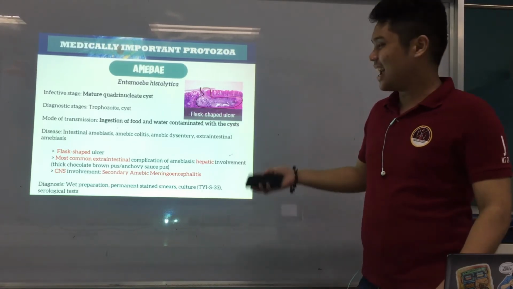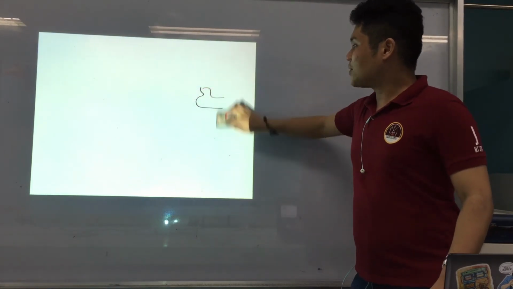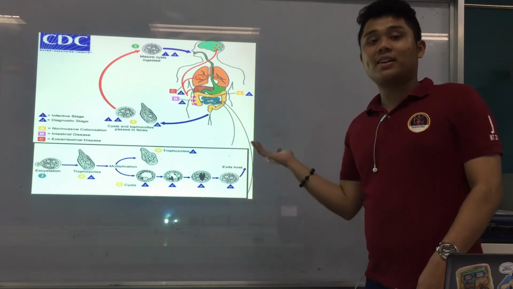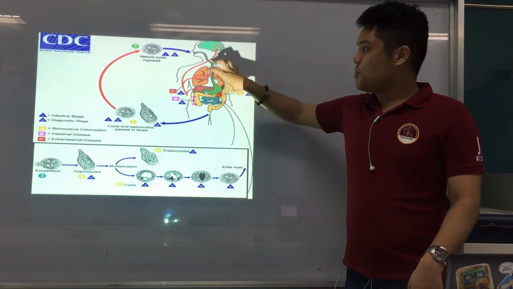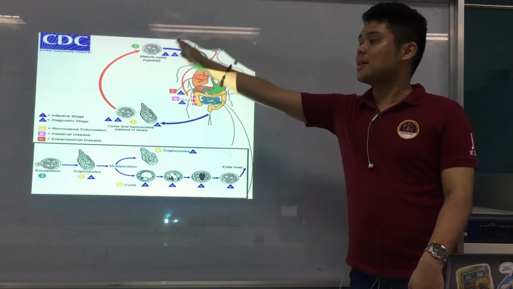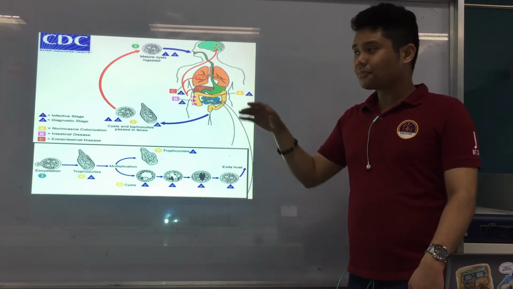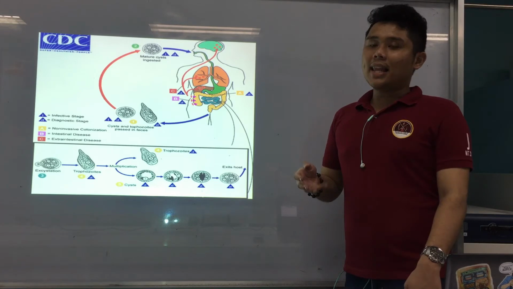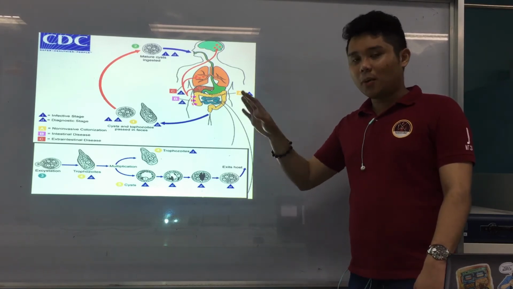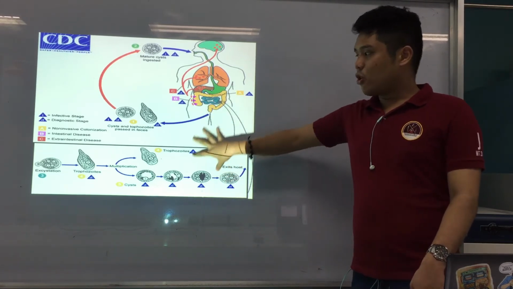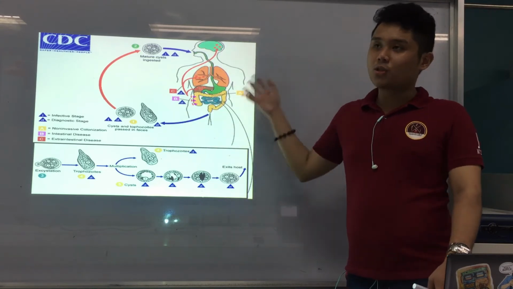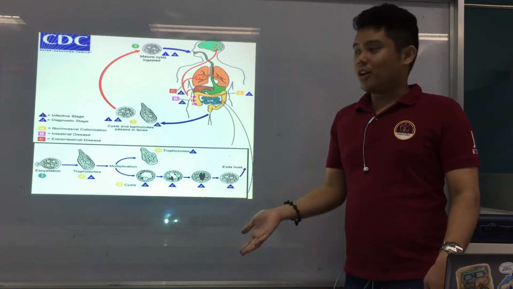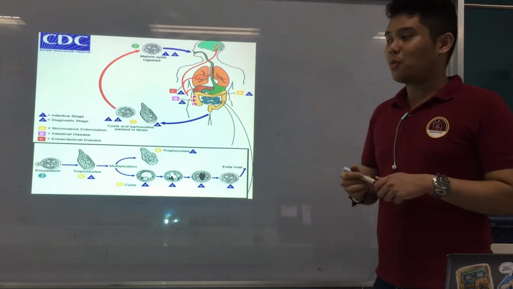Now we go to the life cycle of the amoeba. As you can see, it's very straightforward, very simple. Humans, or the host, ingest the mature cysts. Inside the host, the cyst now becomes a trophozoite, and then it replicates, and then becomes a cyst again. And then it's passed on into the feces, ready to infect another person or another host. And the cycle goes on. So it's very simple, very straightforward.